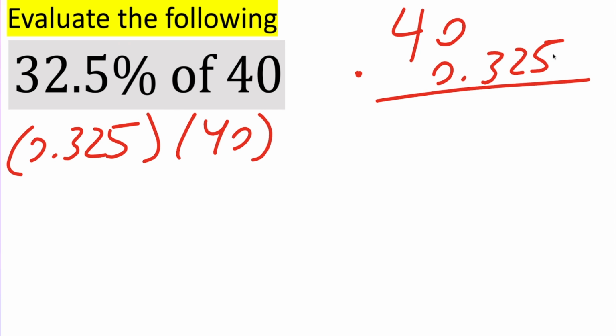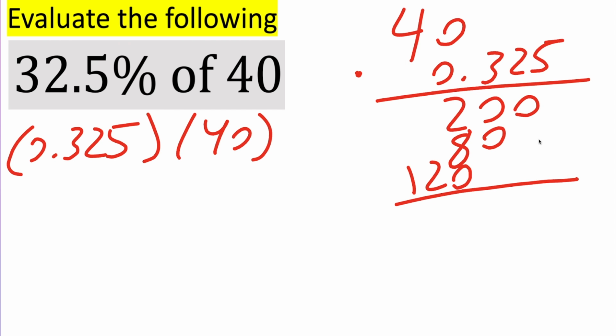0.325. 5 times 0 is 0. 5 times 4 is 20. 2 times 0 is 0. 2 times 4 is 8. 3 times 0 is 0. 3 times 4 is 12. So everything is lined up. We bring down the 0, bring down the 0. 2 plus 8 is 10, bring a 1 right here. 1 plus 2 is 3, and this 1 is by itself. We count how many decimals we have to the right: 1, 2, 3. And we have 3 zeros, so cut them out. And so 32.5% of 40 would be 13.